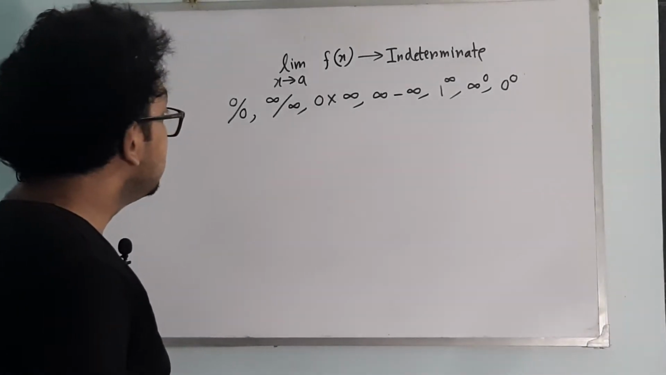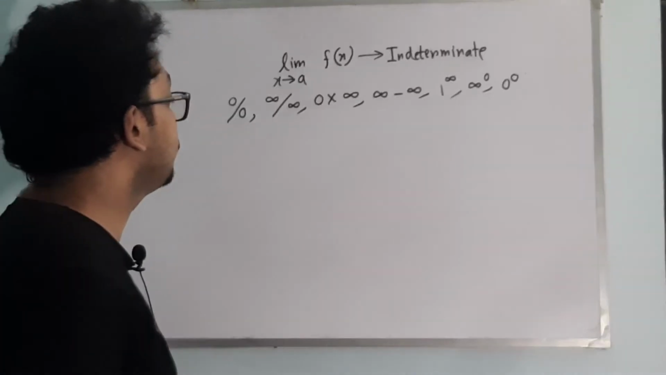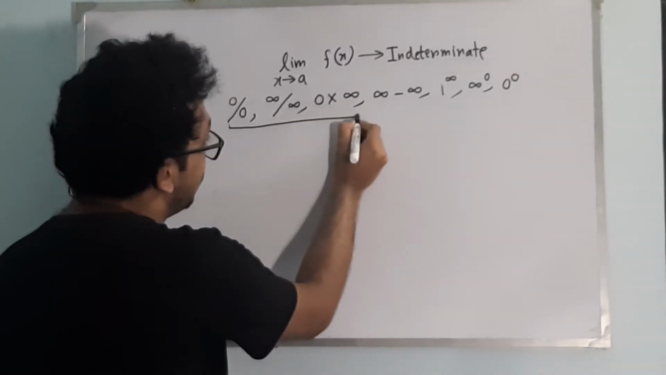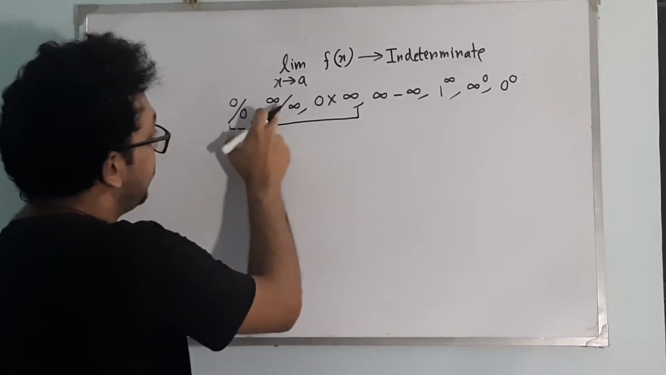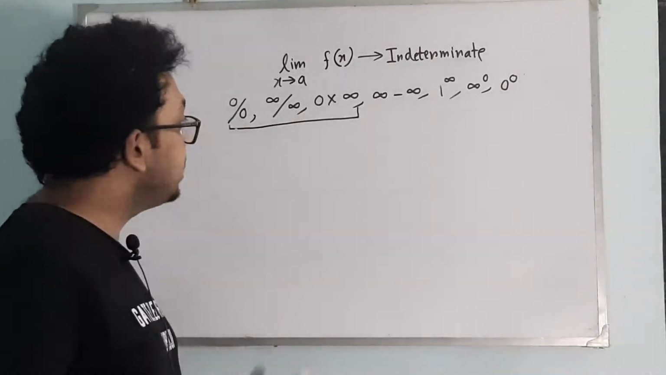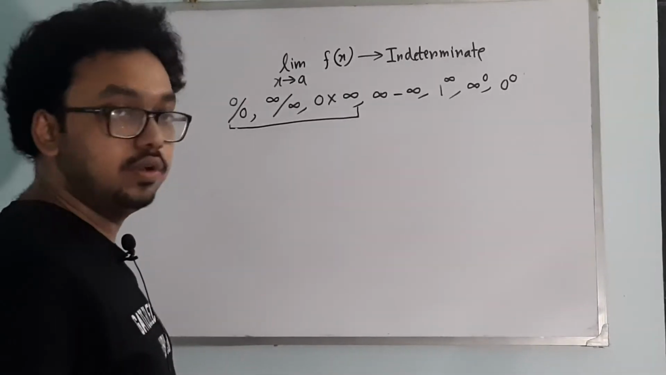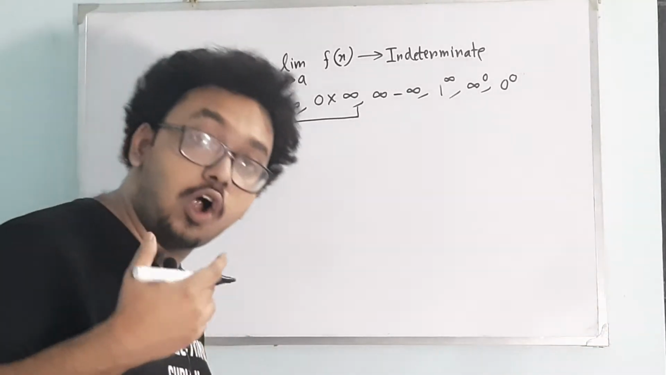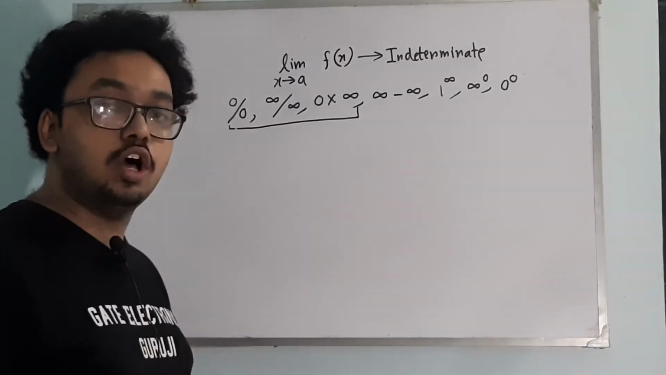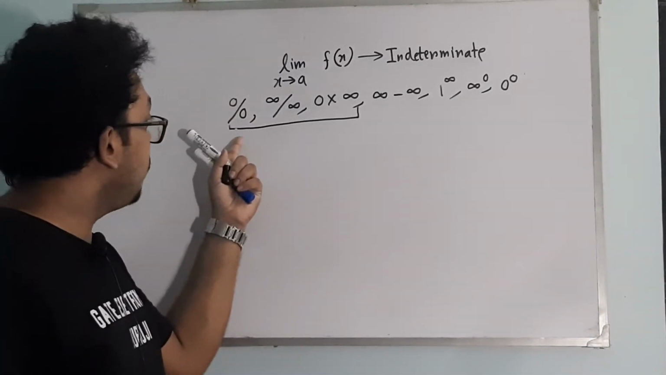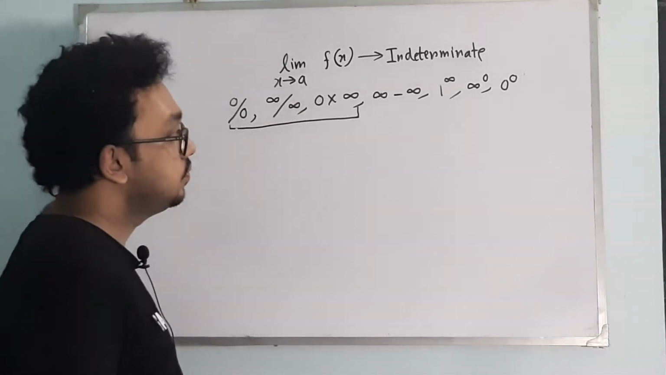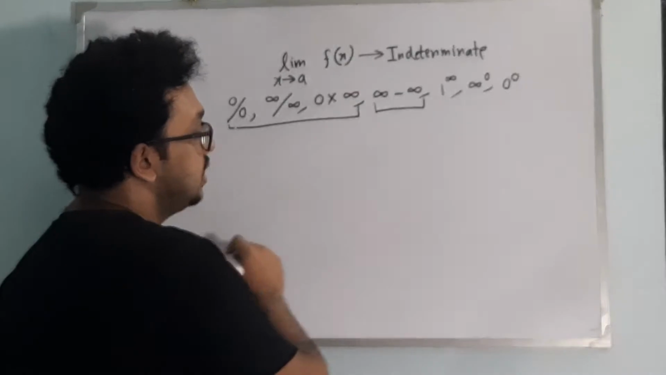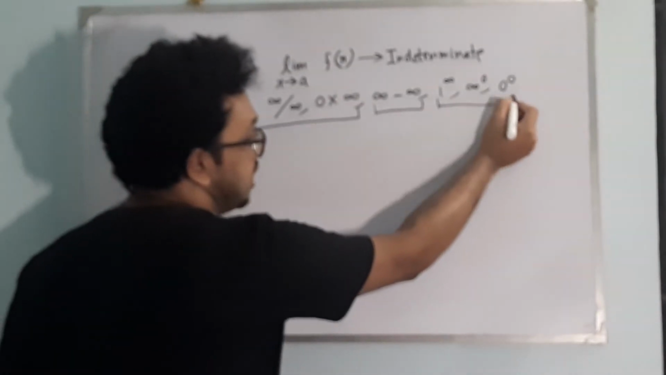And we will divide these 7 indeterminate forms into 3 categories. In category 1, we will discuss these 3 indeterminate forms: 0 by 0, infinite by infinite, 0 into infinite. We will learn what is meant by 0 by 0, infinity by infinity, or 0 into infinity indeterminate form, why they are called indeterminate forms, and how to solve any problem when the problem is given in any one of these three forms. In category 2, we will discuss infinite minus infinite, and in category 3, we will discuss the rest of the three.